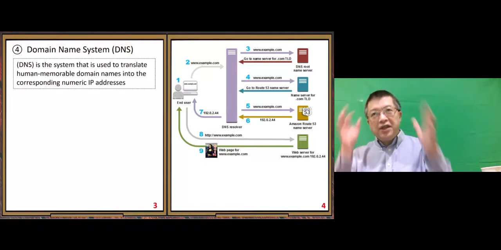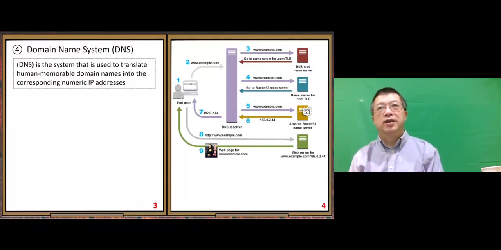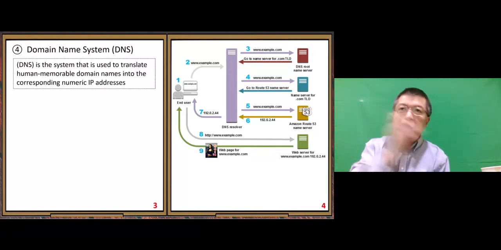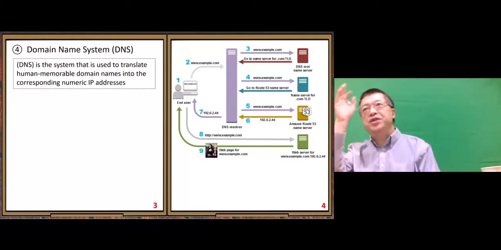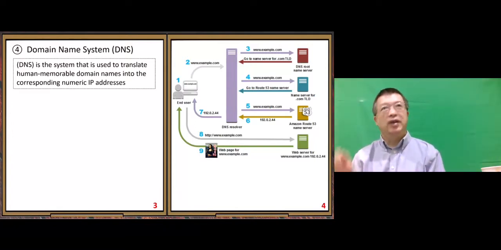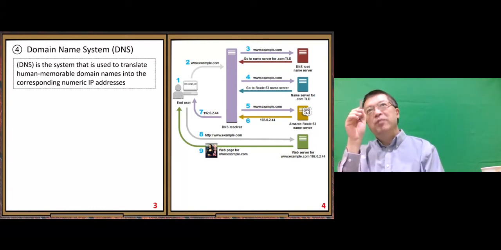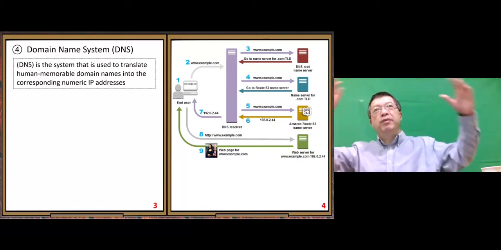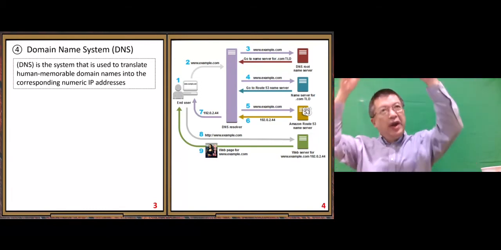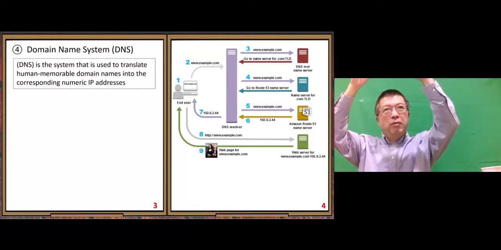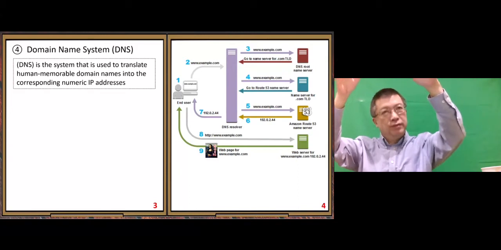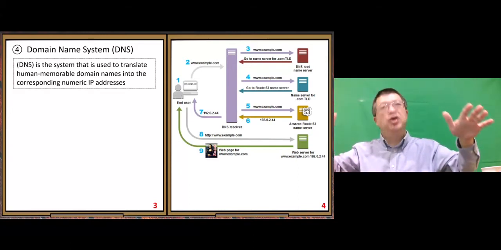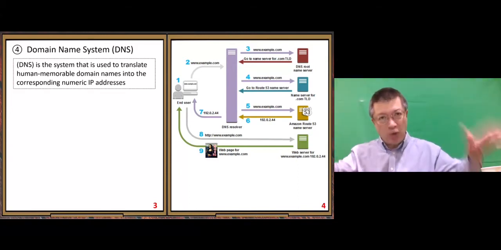First, DNS, the system used to translate human memorable domain names into corresponding numeric IP addresses. Like your phone book, but this time, this is a huge phone book. It organizes all the domains in a tree structure, hierarchical, tree-like structure.